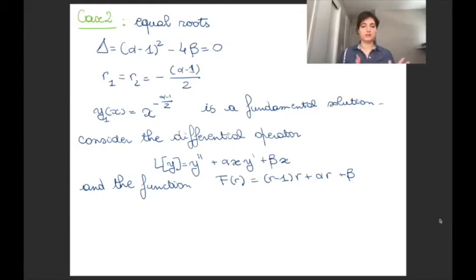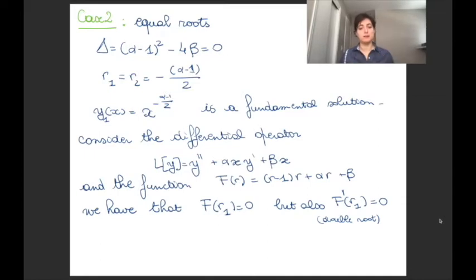We want to consider the differential operator, and somehow I wrote it completely wrong. So the differential operator we're considering is the operator that applies to y and gives us x squared y second derivative plus alpha x y prime plus beta y. That is the left-hand side of our ODE. We also want to look at the function that we have used to determine r. That is r minus 1 times r plus alpha r plus beta.